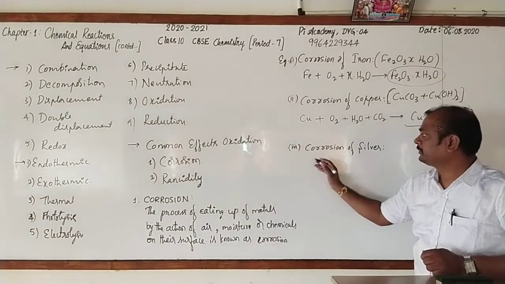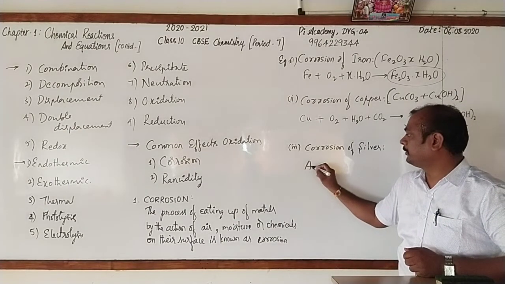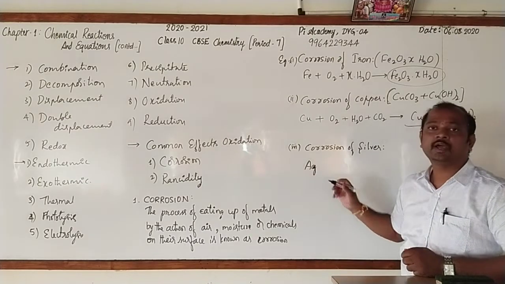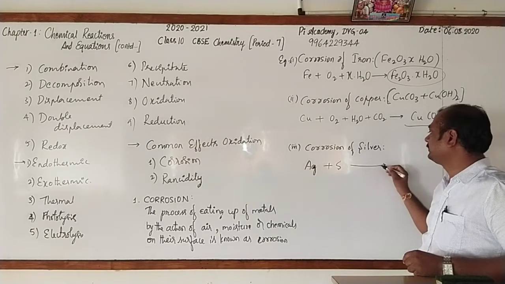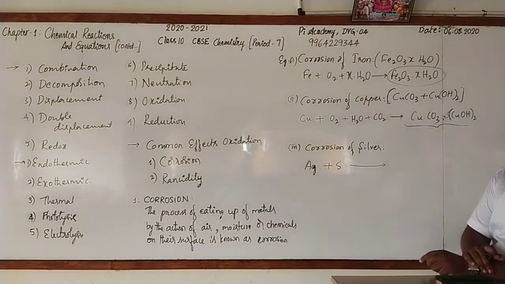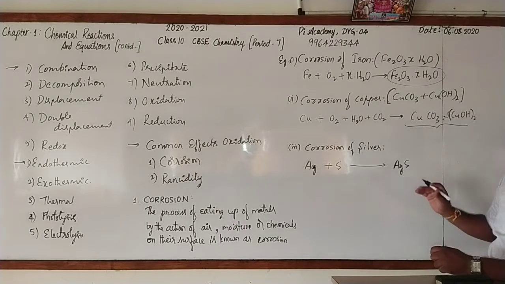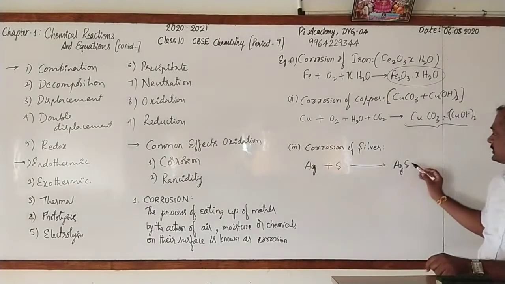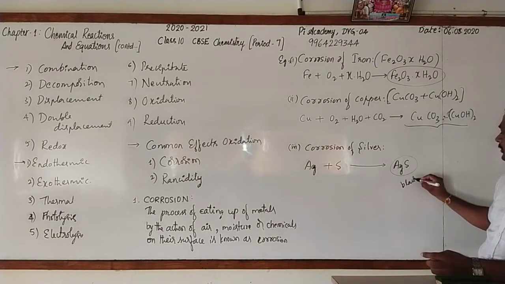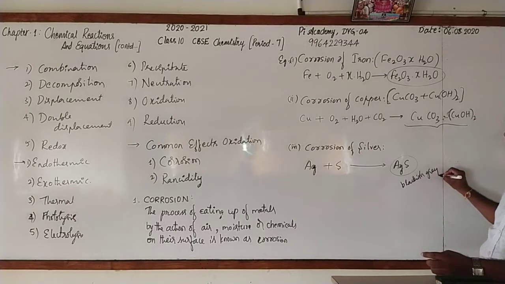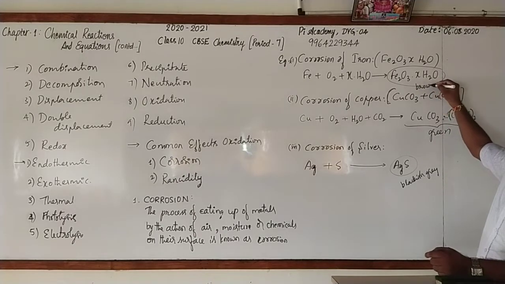Then similarly, corrosion of silver. When silver is exposed to the atmosphere, it reacts with sulfur present in the atmosphere and produces the compound called silver sulfide, which is blackish gray, whereas this is green, this is brown.